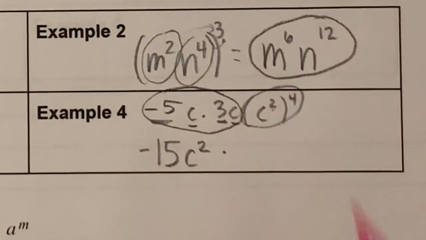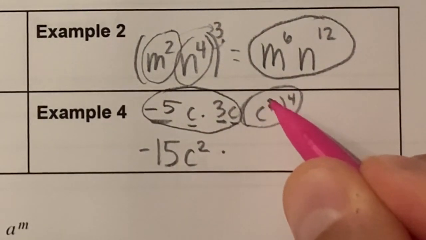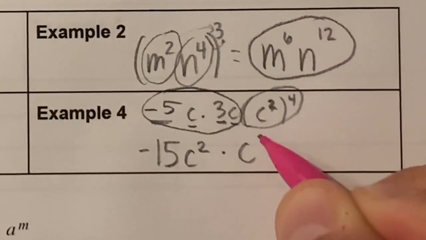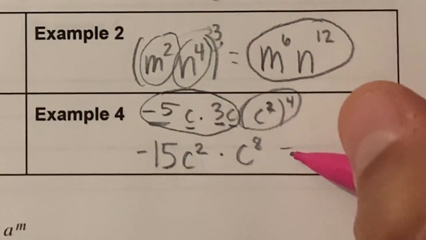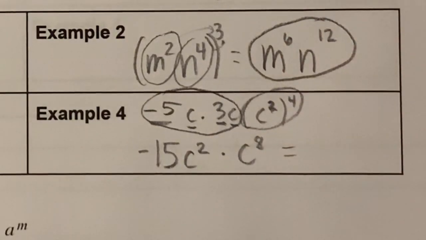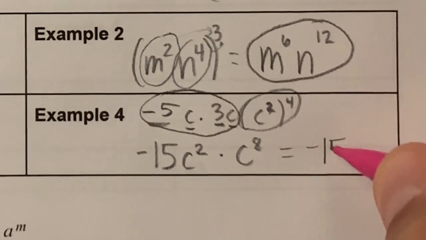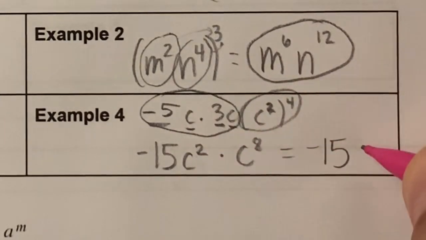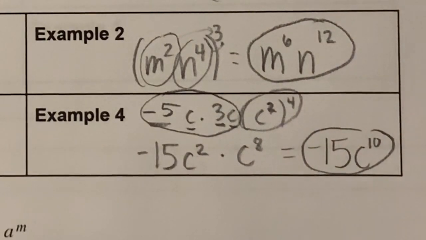This is going to be a power raised to another power. C to the second, that's a 2. C to the second raised to the fourth is power to a power. I multiply powers. Let's call that c to the eighth. And now we can use property number 1 that we learned a few minutes ago and add the exponents. My negative 15 comes over by itself, and 2 plus 8 is 10. So this is going to be negative 15 c to the 10th power.